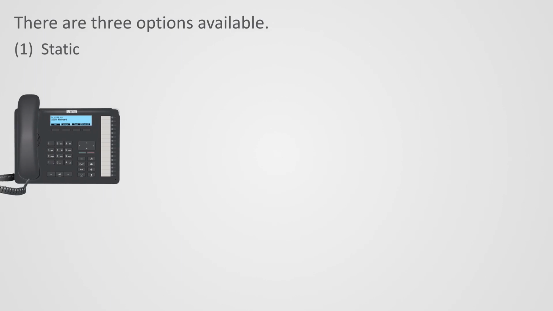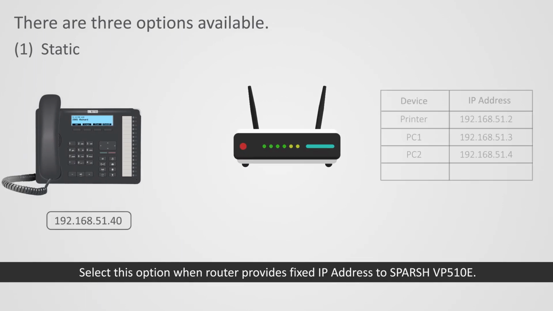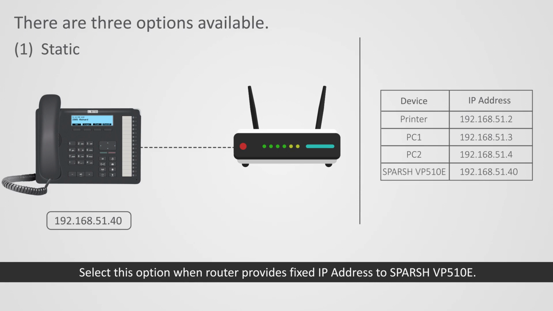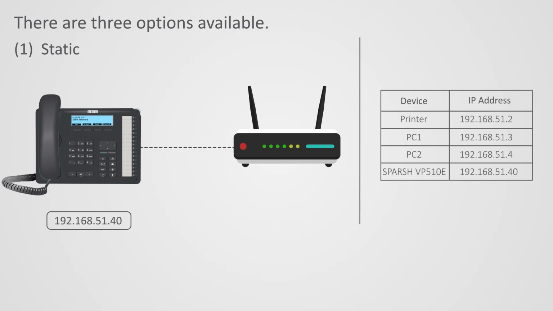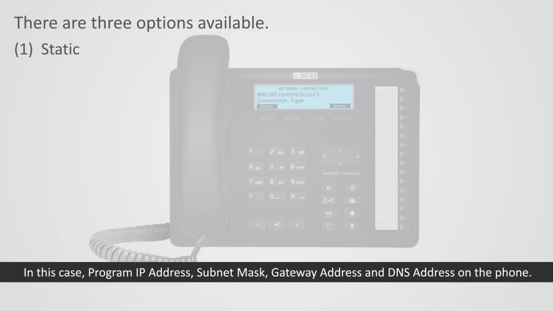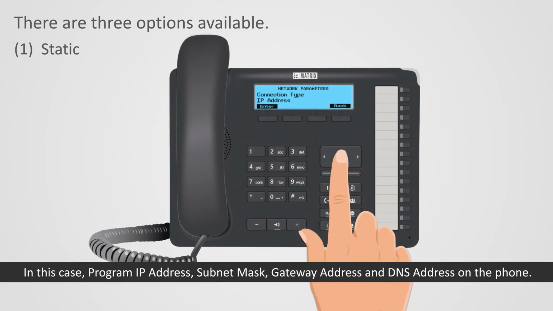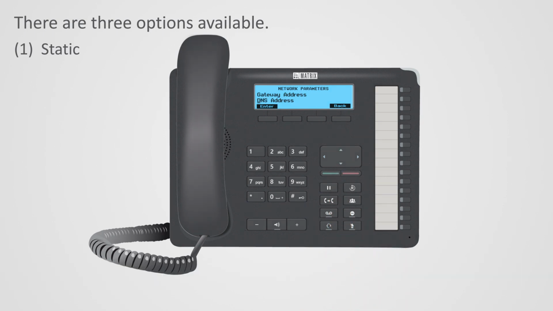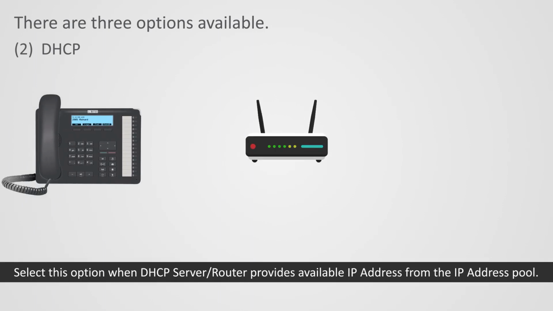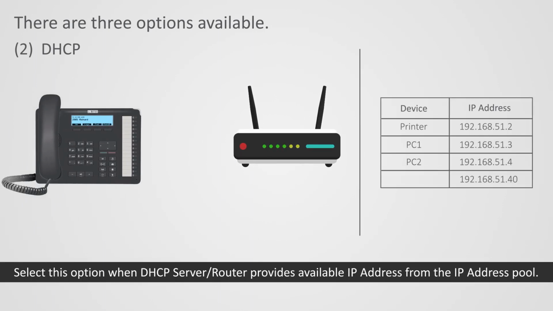1. Static. Select this option when the router provides a fixed IP address to SPARSH VP510E. In this case, program primary IP address, subnet mask, gateway address, and DNS address on the phone. 2. DHCP. Select this option when DHCP server or router provides available IP address from the IP address pool.